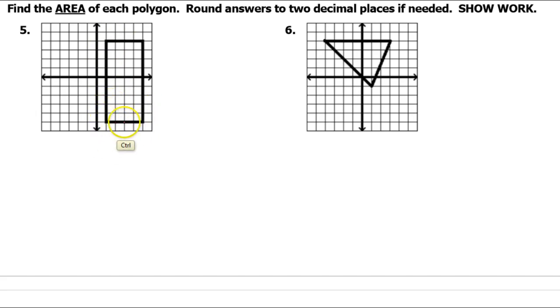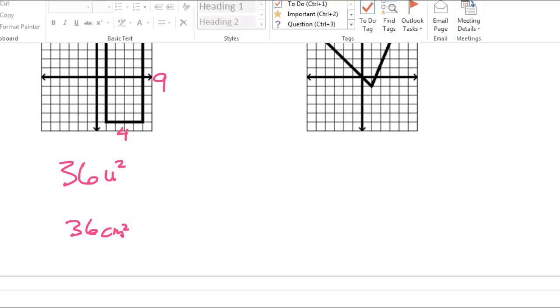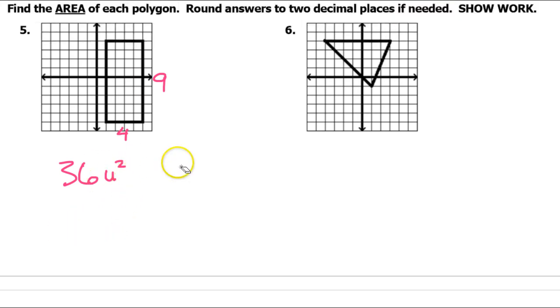So I can see that this side is 4, and the long side, the length, is 9. So the total number of squares is going to be just 4 times 9. That's going to be 36. So the area is going to be 36. And I'm going to put units squared. For example, if these were centimeters, it would be 36 centimeters squared. So I'm just going to put units squared. I always do that when it's area.